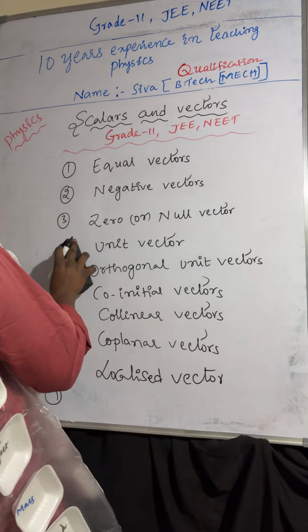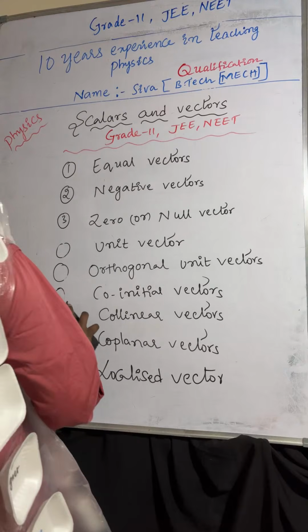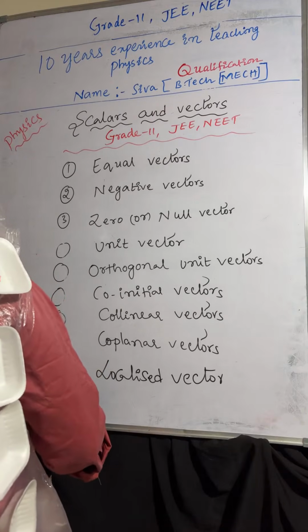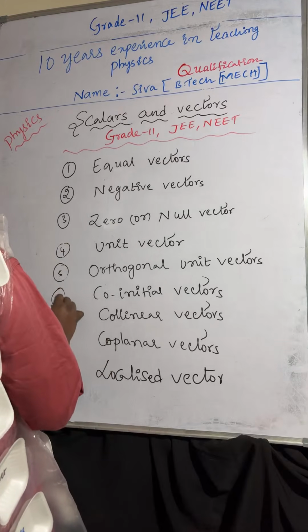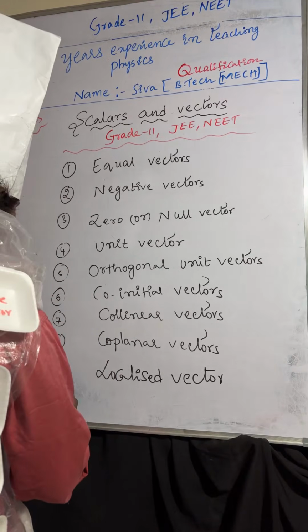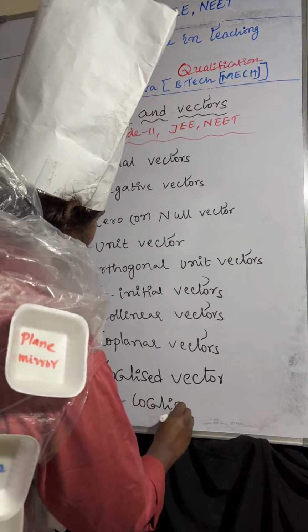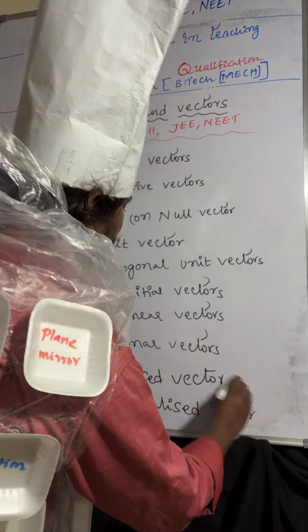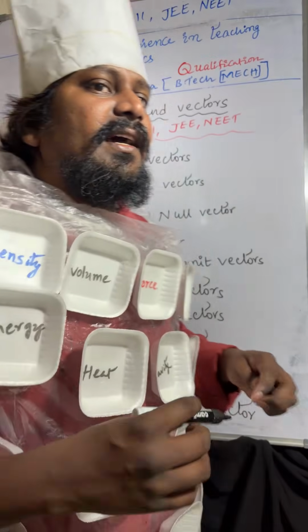Non-localized vector, numbers 4, 5, 6, 7, 8, 9 and 10. Okay, non-localized vector. Understood or not? So these are the vectors. These are the vectors. Once again, check here.